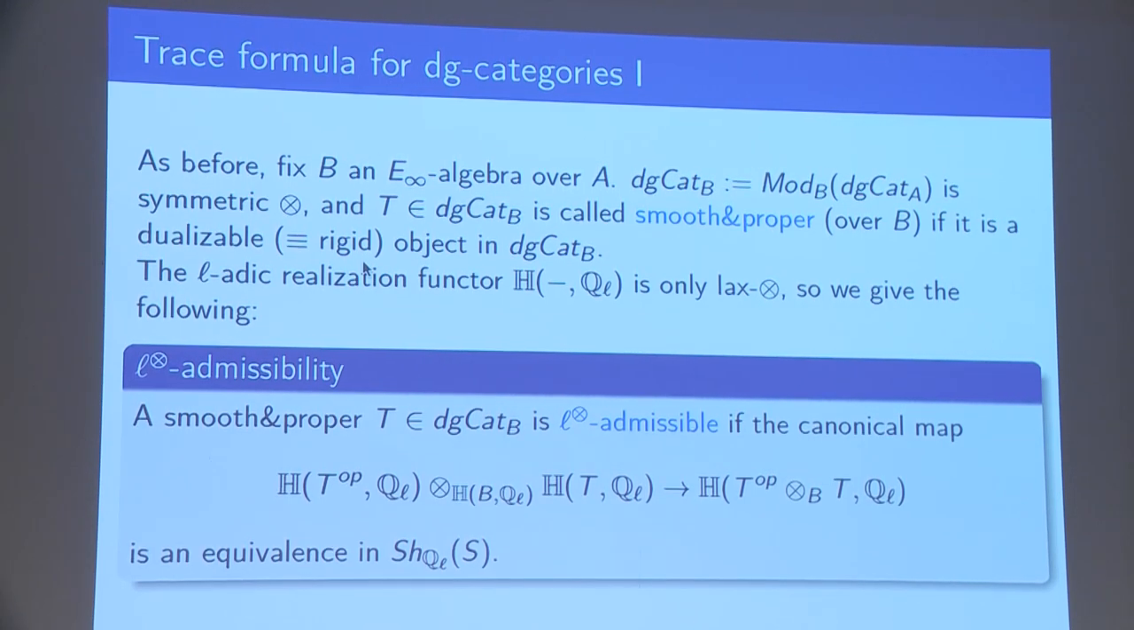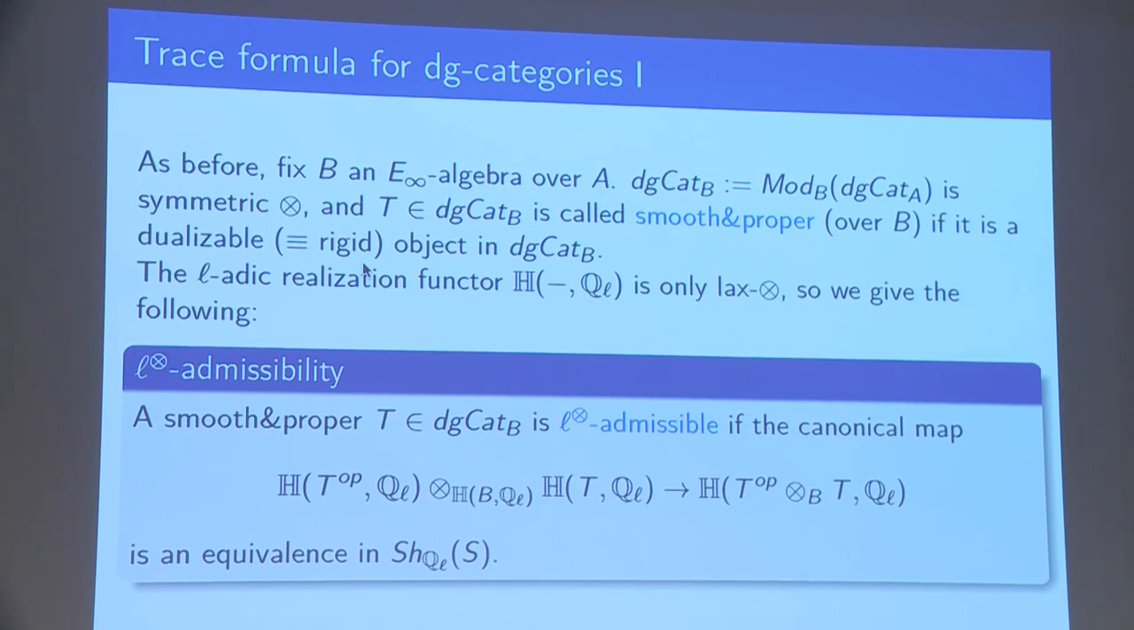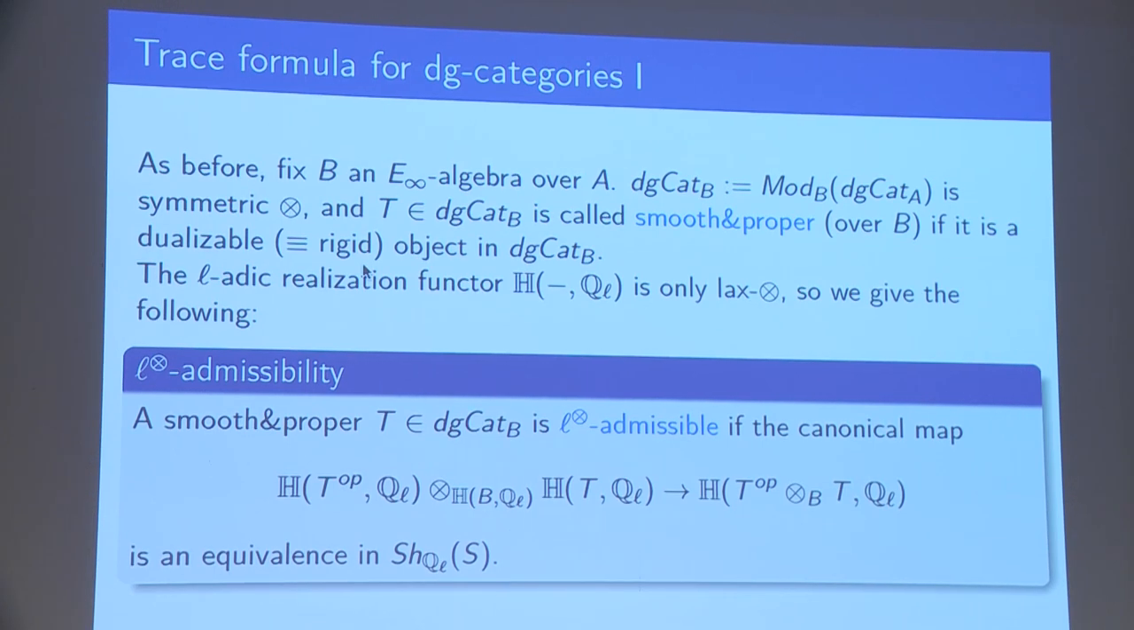Okay, this is very special. It's much weaker than saying that H is symmetric monoidal. So the Künneth formula holds for T and T op. Okay, this is what it means.